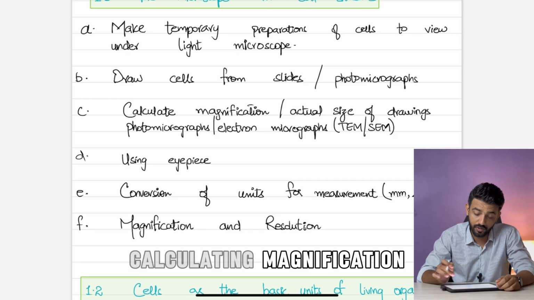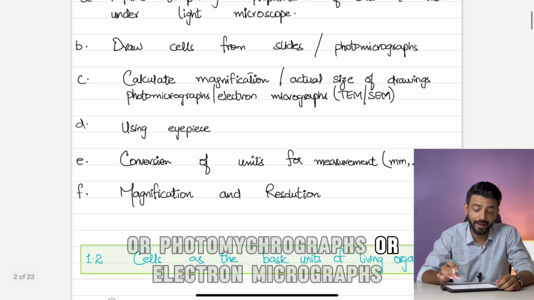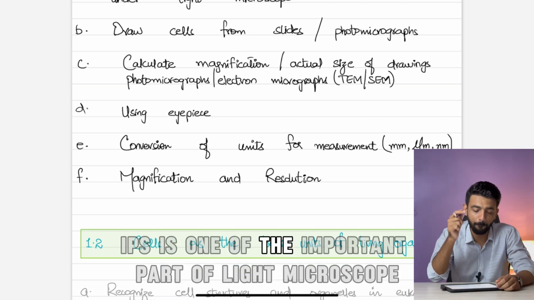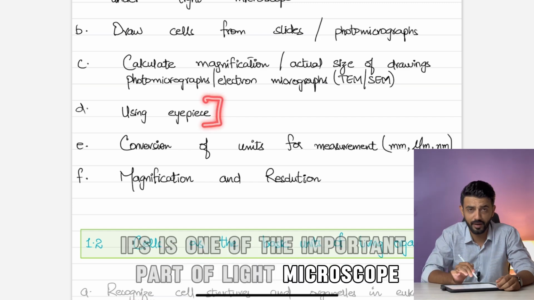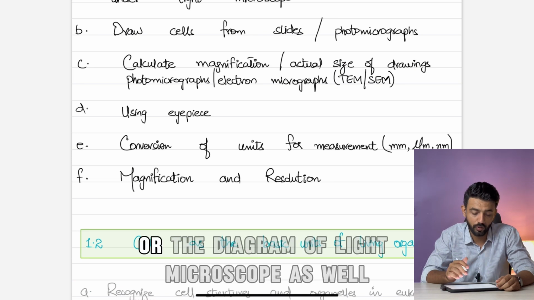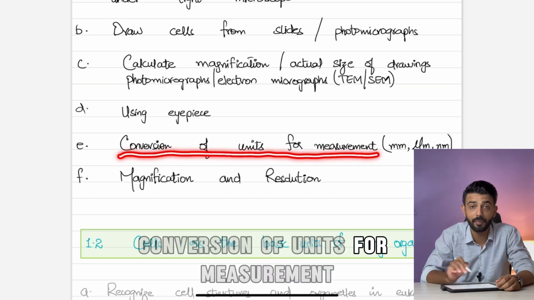Calculating magnification, actual size of drawings or photomicrographs or electron micrographs, and using the eyepiece. Eyepiece is one of the important parts of the light microscope. We will go through the structure or the diagram of the light microscope as well. Another important thing, conversion of units for measurement.